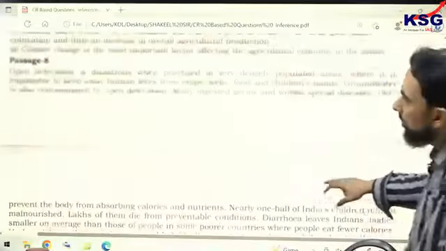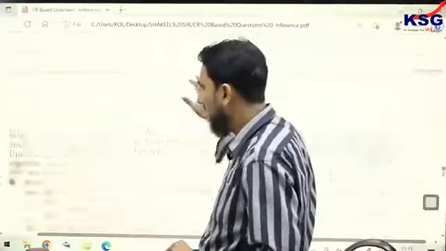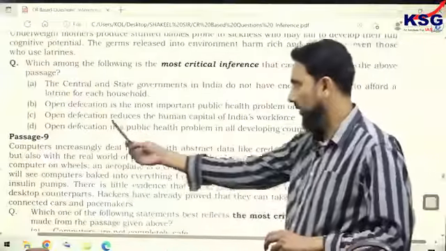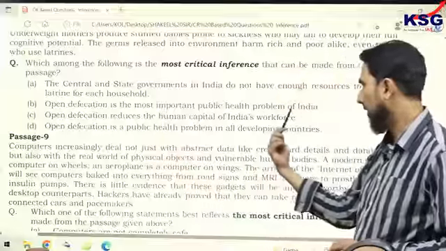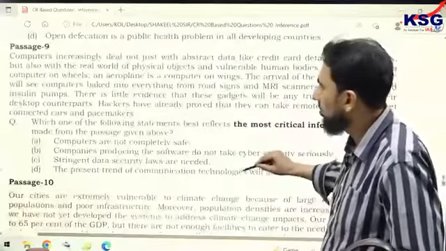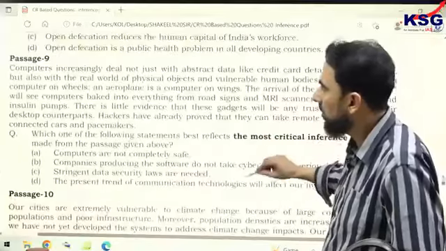8th, yes, 8th you see this open defecation problem, and again here this option B, open defecation is the most important public health problem of India. So be careful of the superlative degrees, pay attention to that. Passage number 9 we have done, computers.